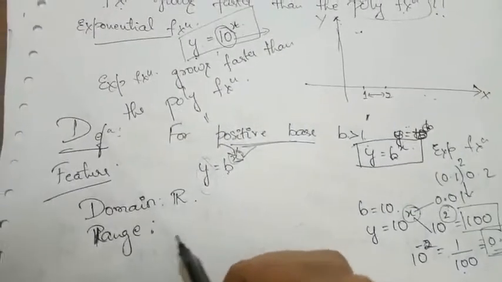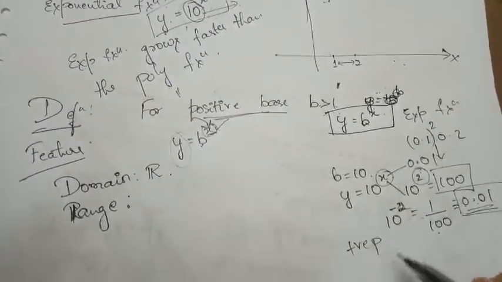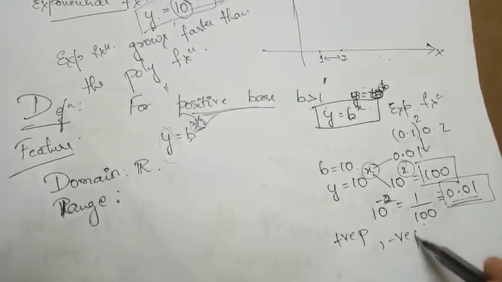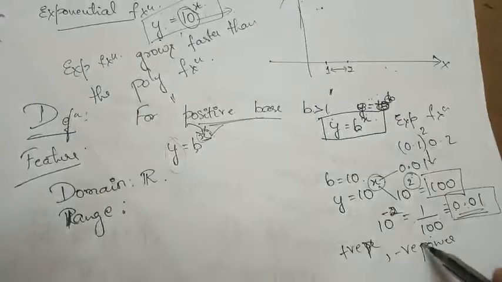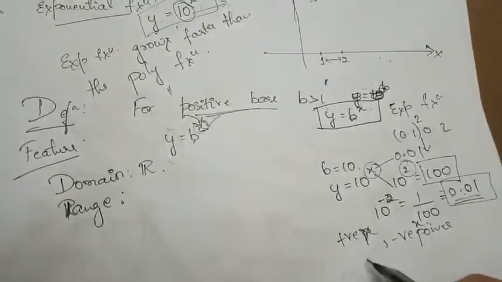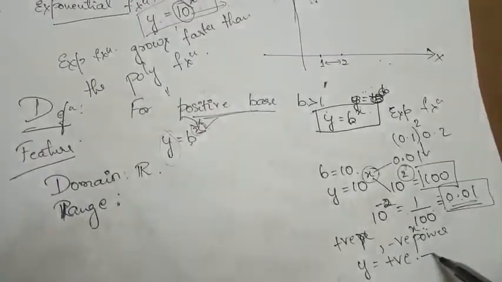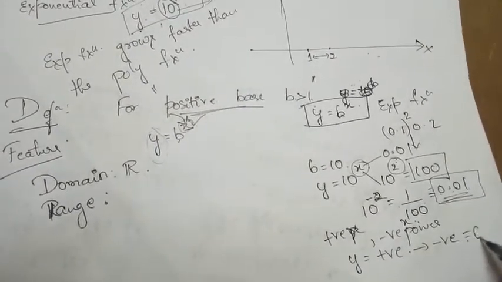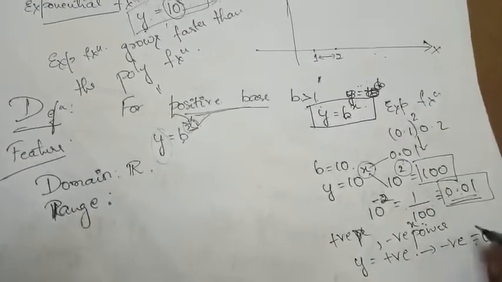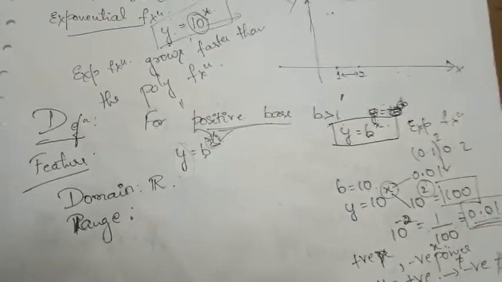So you can see it clearly that with the positive power as well as a negative power, a negative value of x as well as a positive value of x, the value of y is always positive. It cannot go to a negative value, and it cannot be equal to 0 either.